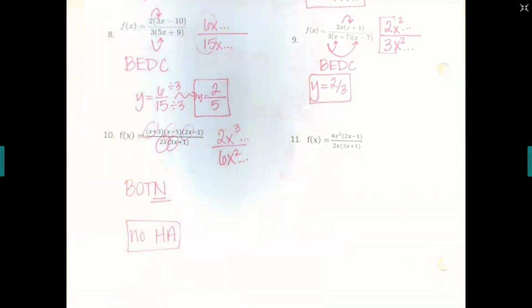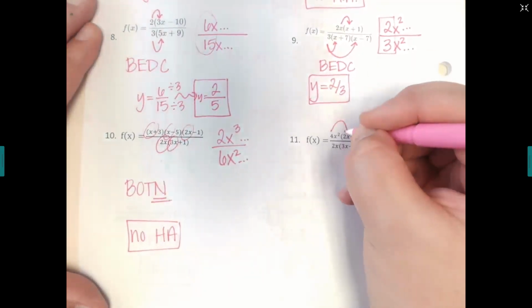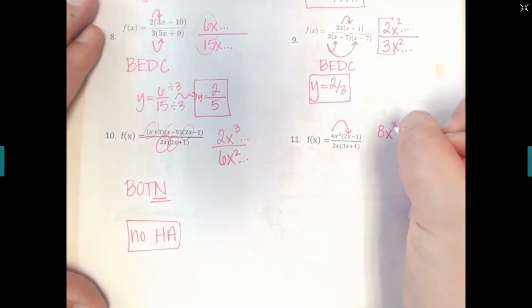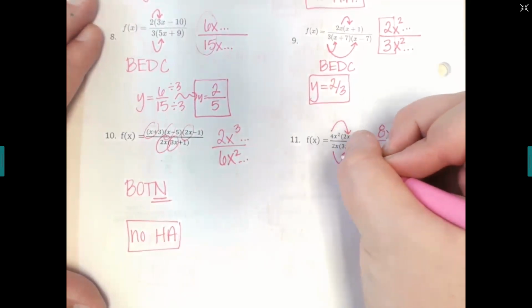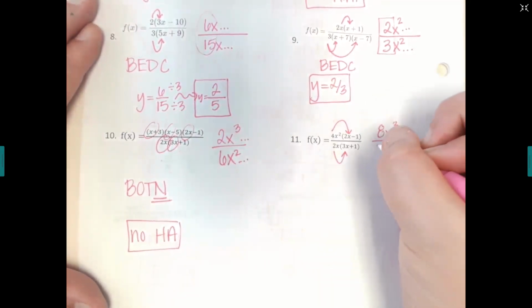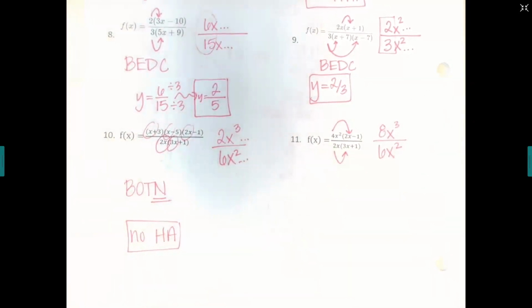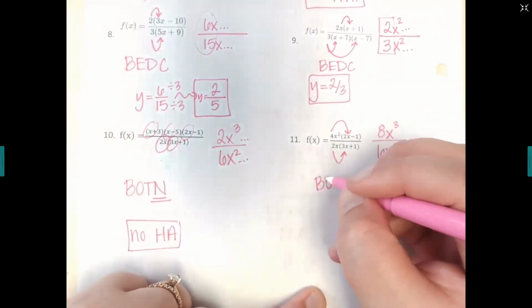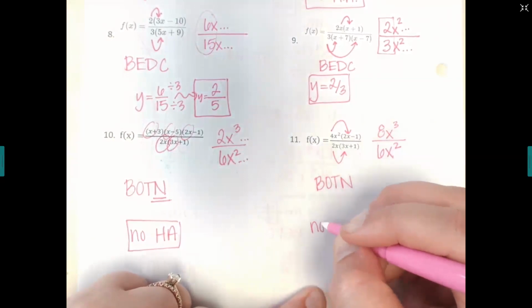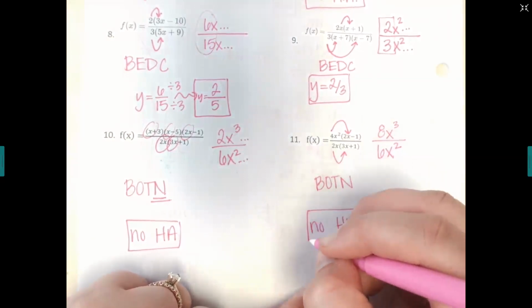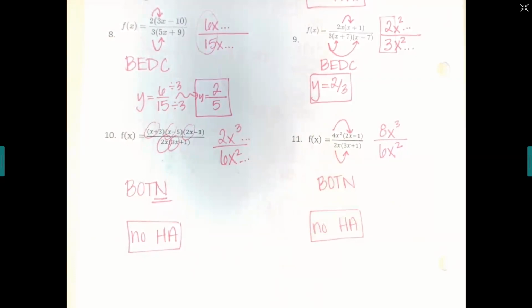Okay, number 11, last one of those, 4x squared and 2x. What's my leading power on top? Multiply. And then on bottom, 2x and 3x multiplied to 6x squared. And then I'm looking at those powers. Where is it bigger, top or bottom? Top, that makes it a bottom, which means that it is also no asymptote. Make sense? All right, turn the page.